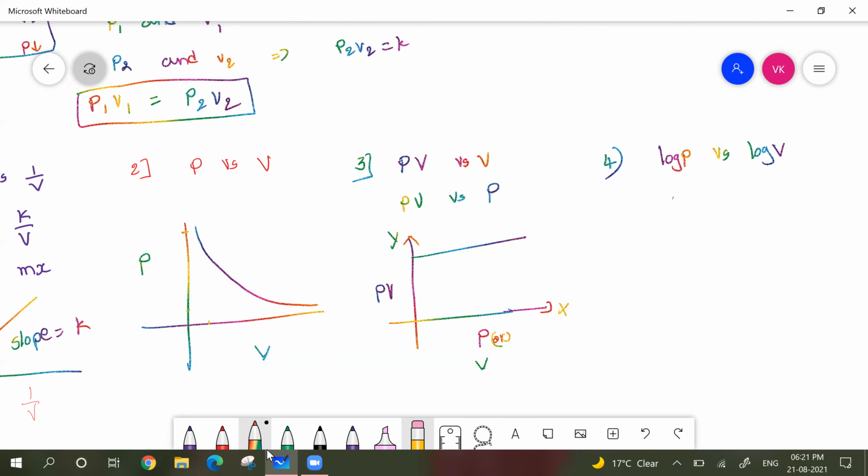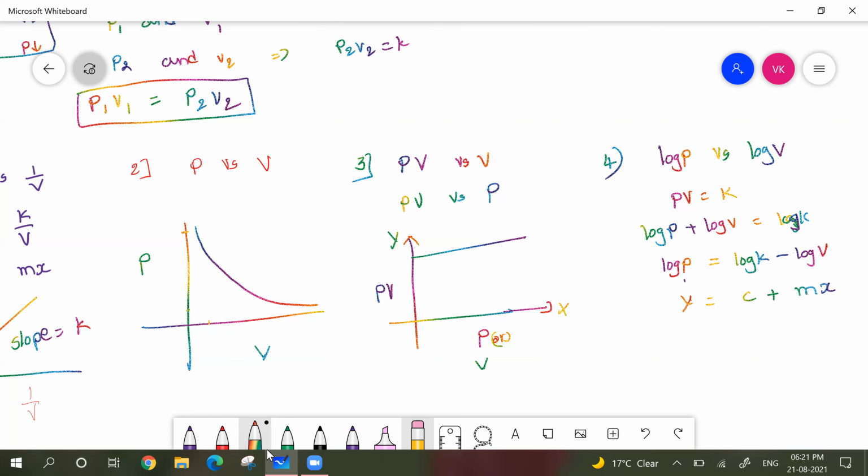Now let's take the equation PV is equal to K, Boyle's law. Let us apply logarithm on both sides: log P plus log V is equal to log K. Now I want to write it in y is equal to mx plus c form. So log P is equal to, taking this term to the other side, log K minus log V. So now this is y is equal to c plus mx, where c is a constant.